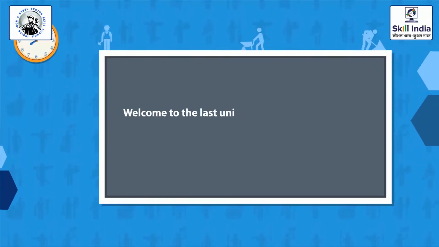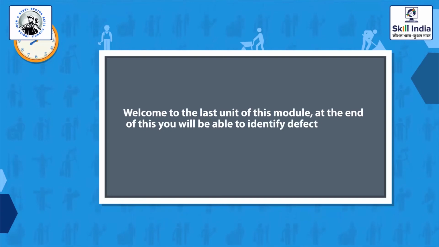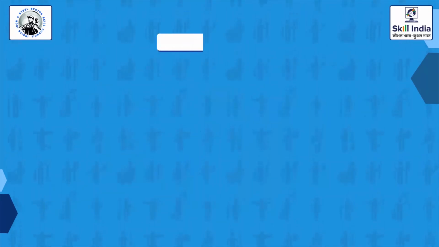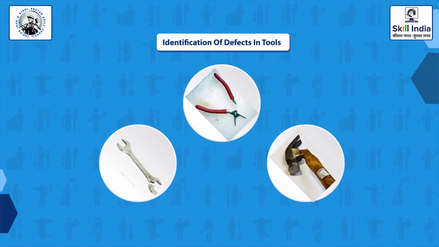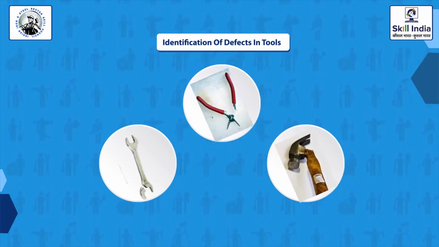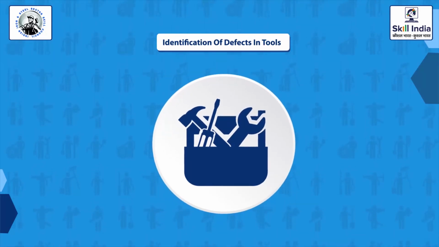Welcome to the last unit of this module. At the end of this, you will be able to identify defects in tools. To detect defects in tools, management must establish a system to check the condition of tools on a regular basis. Whenever you come across a damaged tool that is not repairable, you should discard it immediately.